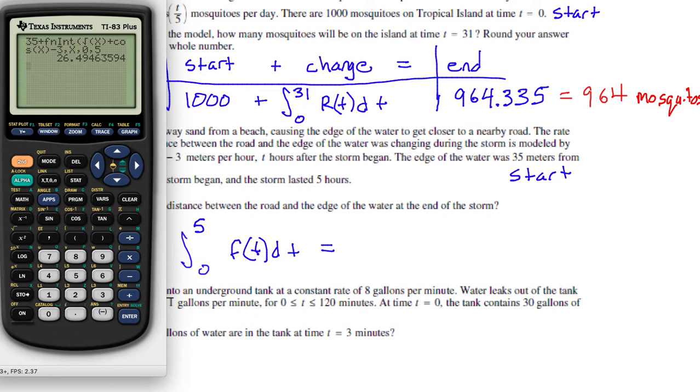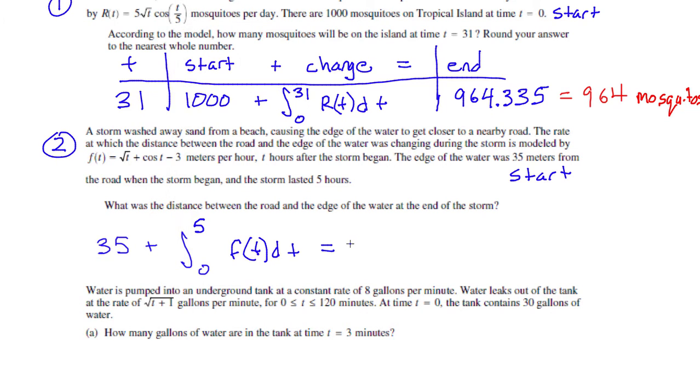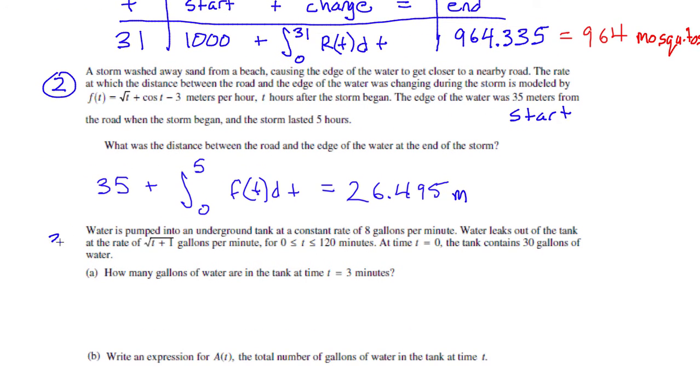26.495. Our units here are meters because it was meters per hour, and then we took the integral, so it gets rid of our time, so just meters. And it doesn't say that we have to round. We're good. We're on to number 3.